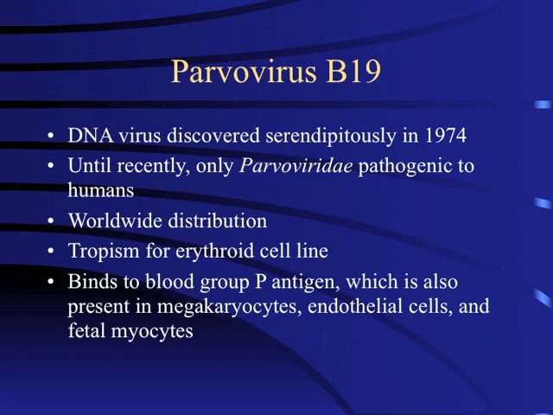But that same receptor is also found in megakaryocytes, endothelial cells, and fetal myocytes, and that's why it causes such a severe problem in fetuses, and is not as severe in older children.